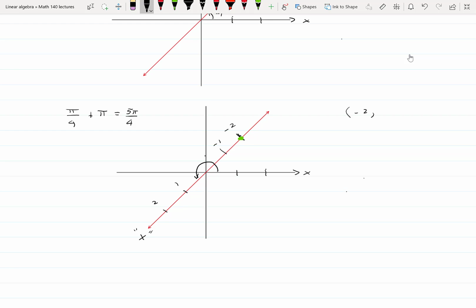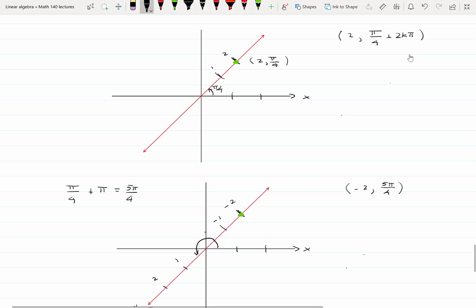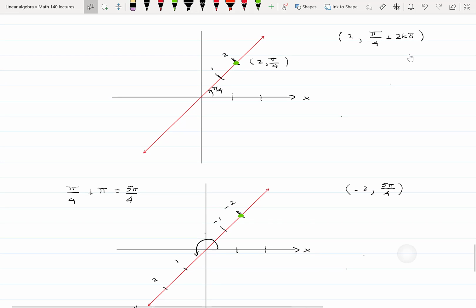So the smallest angle then that I can rotate the x-axis through so that I get negative x values pointing through quadrant 1 would be 5 pi over 4. So this point, -2, 5 pi over 4, is the same location. It represents the same point in quadrant 1 that I had before with 2 and positive pi over 4. The same point.